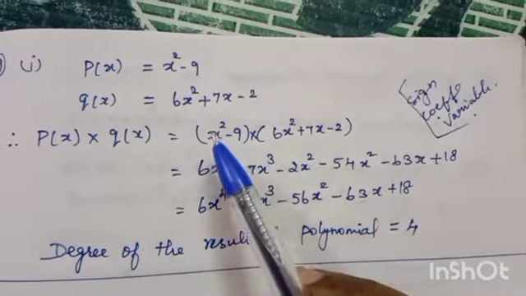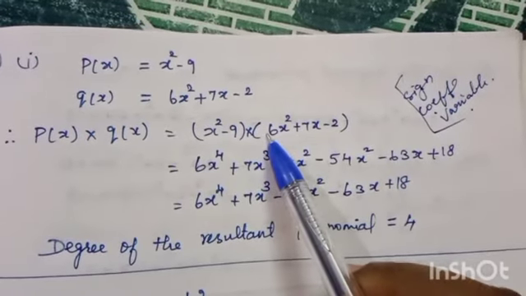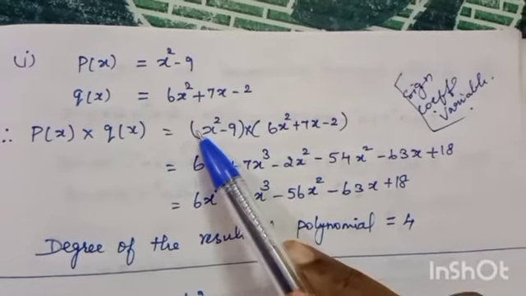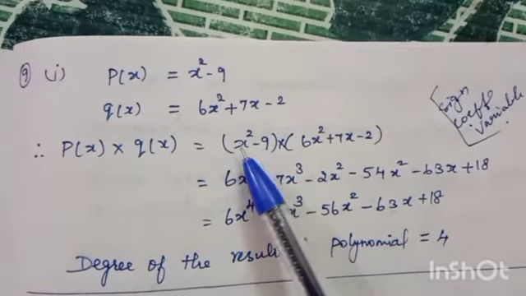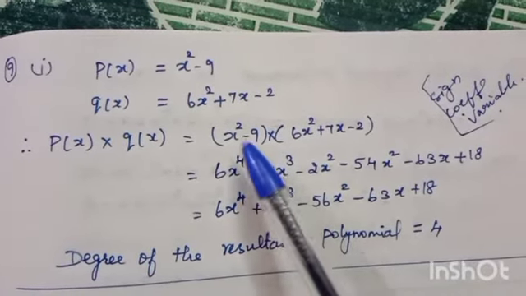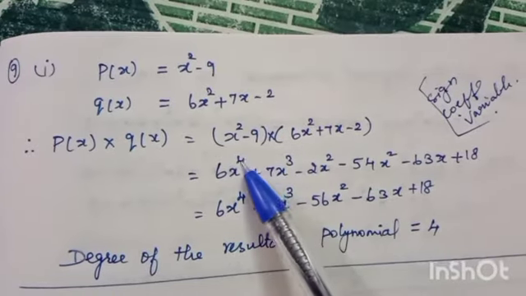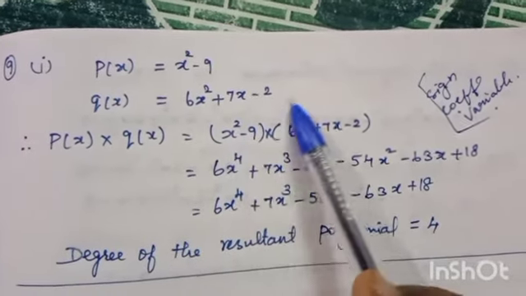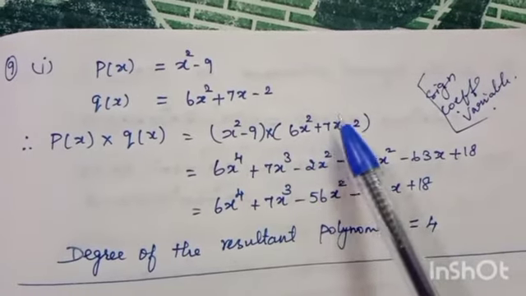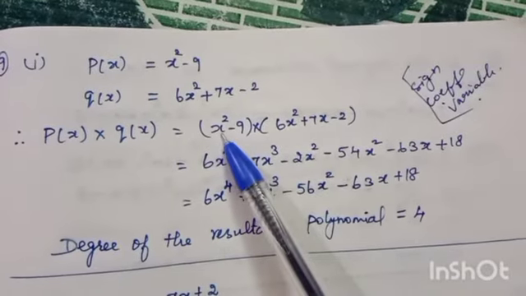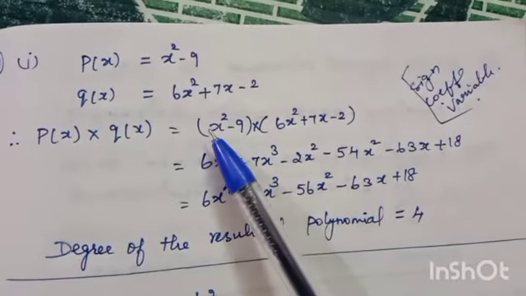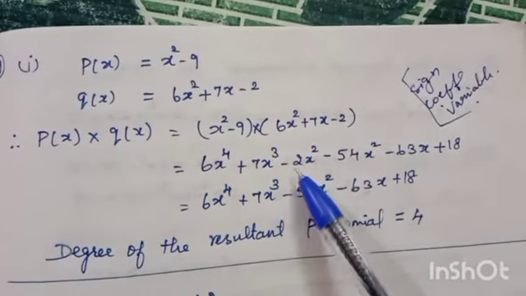Okay students, this is positive and this is also positive, so you have to use plus. Then coefficients: here 1, here 6. 1 into 6, 6. Then multiply the variable, x square into x square, that is x power 4. Next, x square multiplied with 7x. So it becomes plus 1 into 7, 7. x square into x, x cube. Then x square: for this it is plus, for this it is minus. So it becomes minus. Then coefficient is 1 into 2, 2.